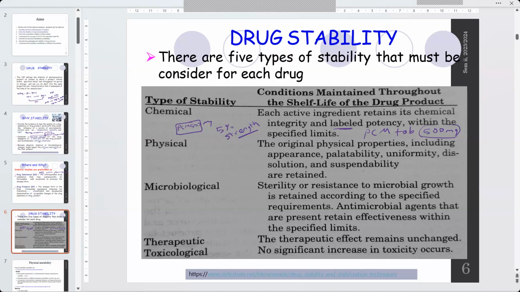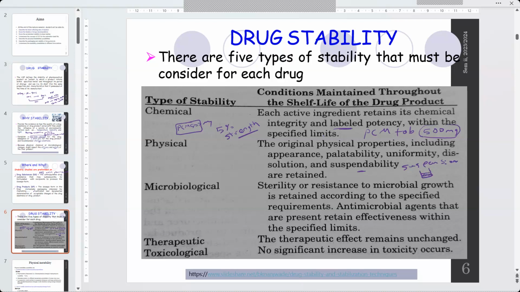And then suspendability. For example, if you talk about suspensions, I want suspendability to be the same. I don't want a cake at the bottom of the bottle that, however much you shake, the drug will not be suspended again. This means it is difficult to administer an accurate dose of the drug.